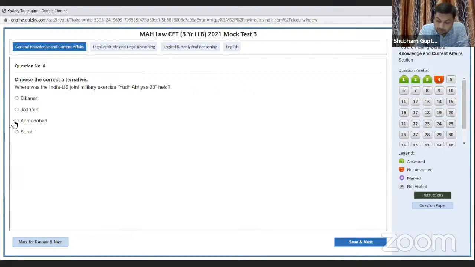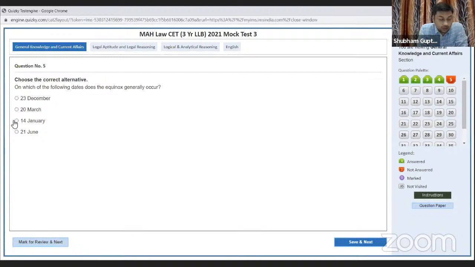Now, if I go to the next question. So where was the India-US joint military exercise Yudh Abhyas 20 held? Now, if you have been reading the news, you can be very sure that it has not happened in Gujarat. You can be very sure that it has happened in Rajasthan. So if you know that it has happened in Rajasthan, the first two options are from Rajasthan. So you can mark any of those two options, but given me a chance, I would have marked Bikaner. Correct? And I would have moved forward.